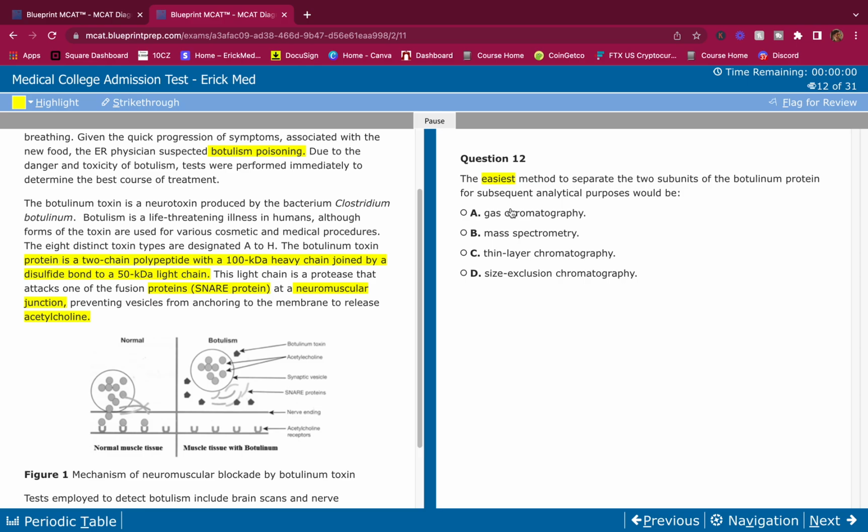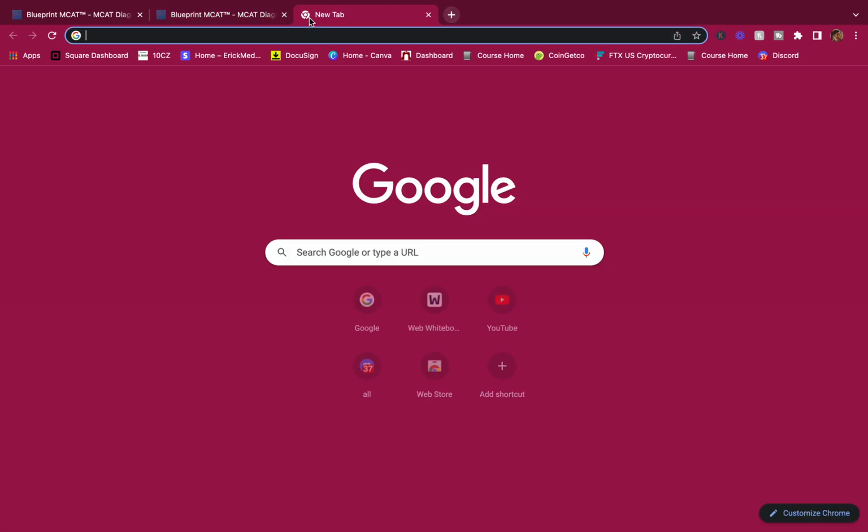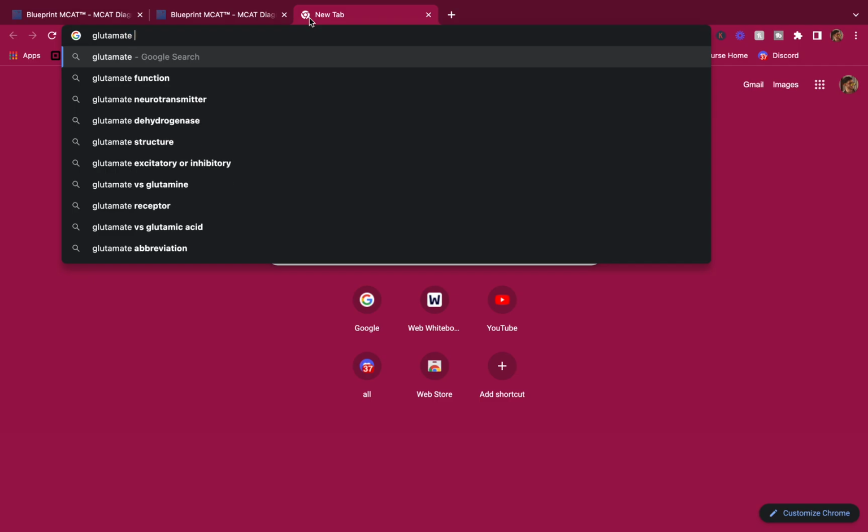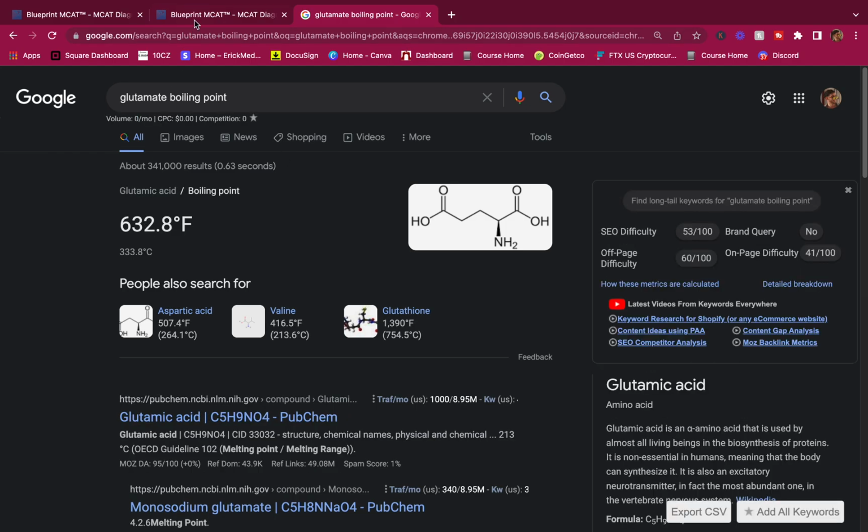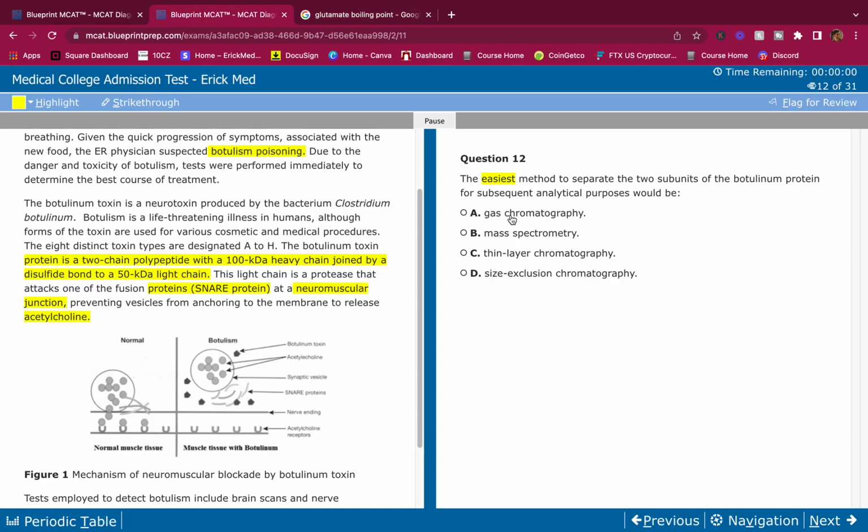All right, look up the boiling point of glutamate. Okay, boom, look at that. We don't have time for that. We don't have time to vaporize all that. So this is wrong. That's extra work.